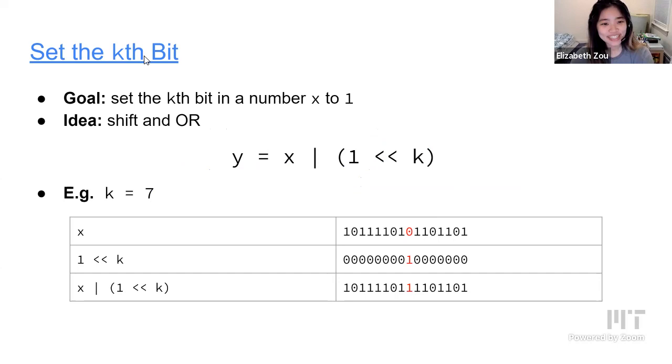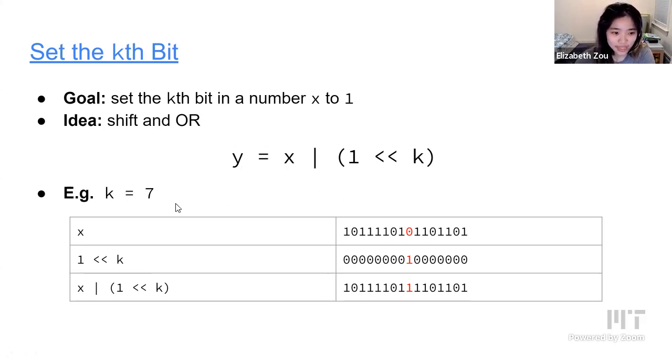It's pretty cool. All right, so if you want to set the kth bit in a number, our goal is to take a number and change one of the bits to a specific bit. An idea is you can shift this 1 to the kth bit, and then you OR it with the original number. So if you have x and you want to set the kth bit of x to 1, you take 1, you shift it over k slots, and then you take the OR of x and this mask, and then your new number y is the result.